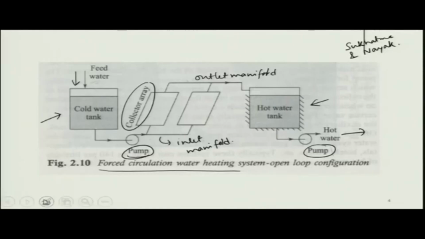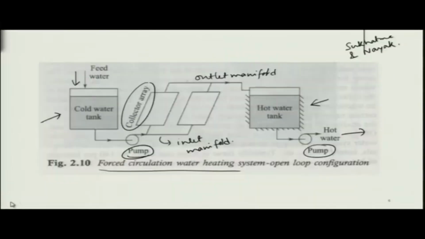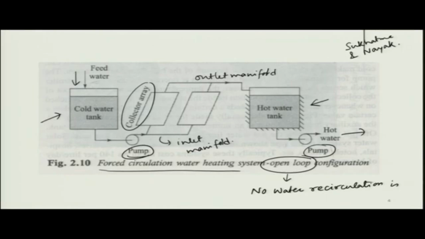Now, you can introduce more complication to this by allowing water recirculation. Okay. So, if we look back at this particular figure, here the system is open loop. Okay. So, no water recirculation is possible.